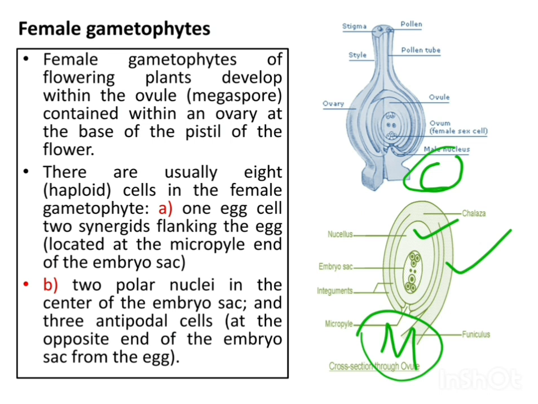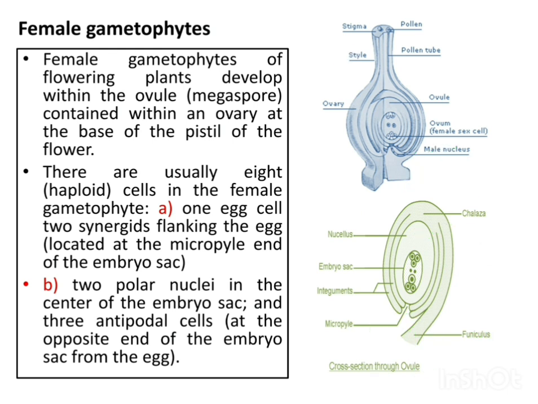Inside the female gametophyte, in the case of angiosperms, 8 haploid nuclei are present: 3 towards the chalazal end called antipodal cells, 3 towards the micropyle end, which are 1 egg cell and 2 synergids, and 2 haploid nuclei at the center called polar nuclei.